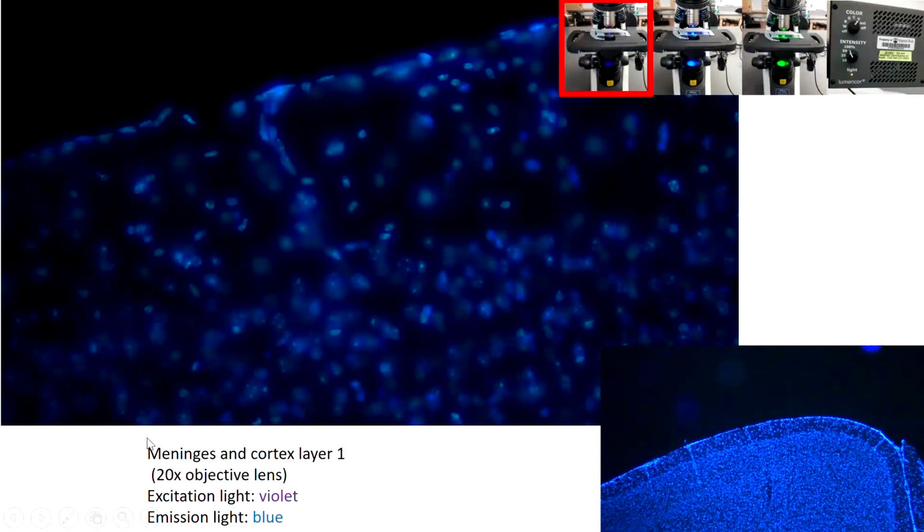Okay, closer look. This time under the 20x objective lens. So this is the meninge layer. You can see even under higher magnification, we cannot differentiate the three layers of meninges, right? So that's basically mixed up together. And then the first layer of cortex from here to here. So it's relatively darker, and there is a lot of nuclei in this region.